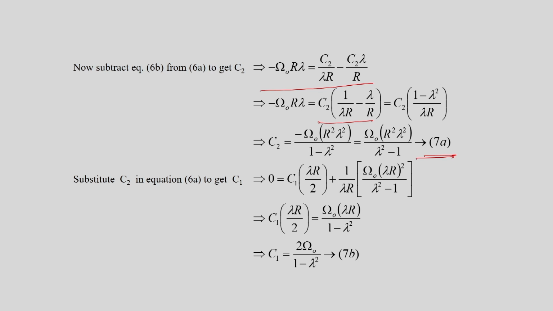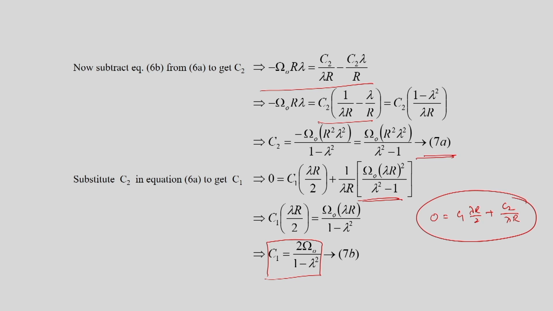Now, in equation number 6a, that is 0 is equal to C1 lambda R by 2 plus C2 by lambda R, you substitute C2 equal to omega naught lambda square R square divided by lambda square minus 1, and then you simplify. You take this term to the other side, so C1 lambda R by 2 is equal to omega naught lambda R by 1 minus lambda square. So, C1 is equal to 2 omega naught divided by 1 minus lambda square.